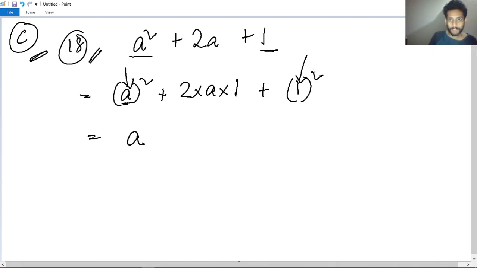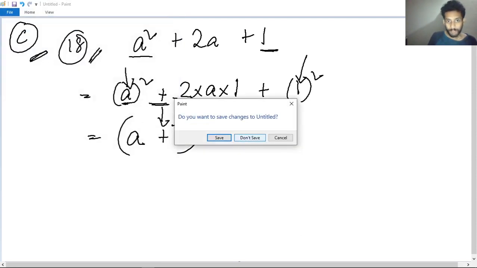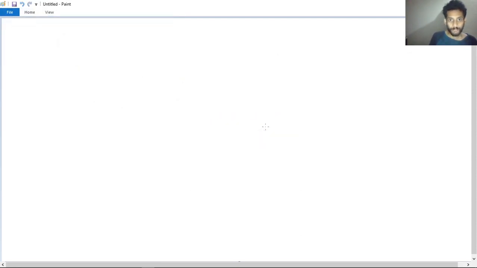After this, just write the formula, a plus 1 whole square. If it is plus here, the plus will be here. If it is minus, minus will be here. Okay, that is the one thing you got. Now one more thing. Most of you make mistakes here.